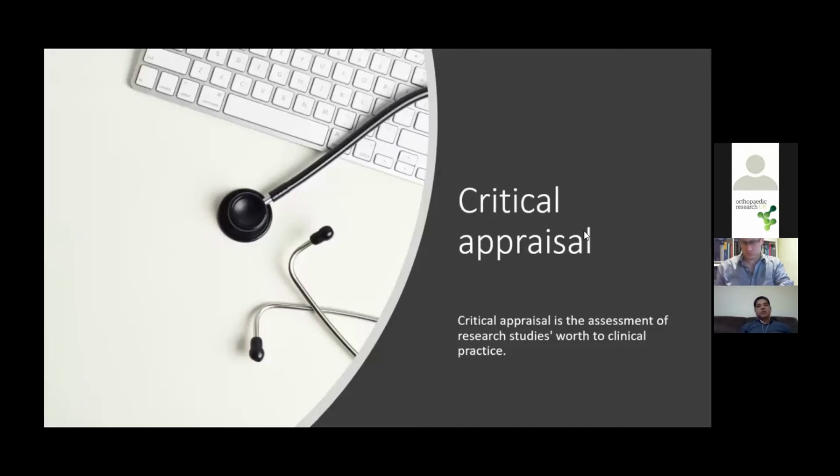We'll go then to critical appraisal. Actually, I don't think that it's common in the FRCS exam, but it may come as a surprise question. So what is a critical appraisal? It is the assessment of a research study: is the conclusion from this study worth applying in clinical practice, yes or no?